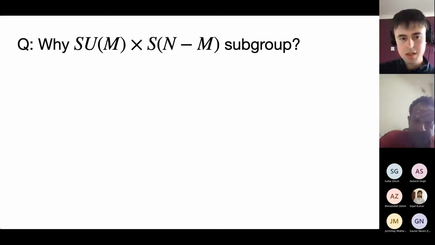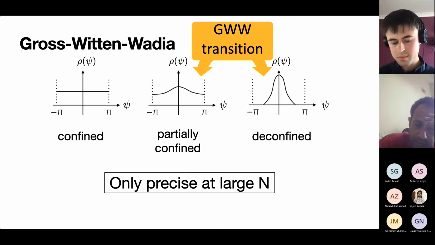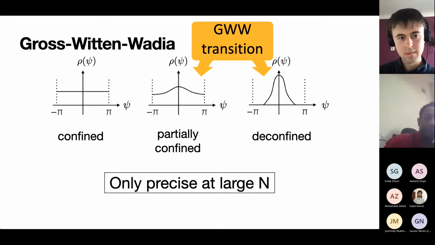Before I go on to discuss, I got confused about which one is the one that you're calling gapped, the one in the partially confined phase or the deconfined phase? This one's gapped, deconfined. So the gap refers to this bit. Okay, I see. Okay, thanks.